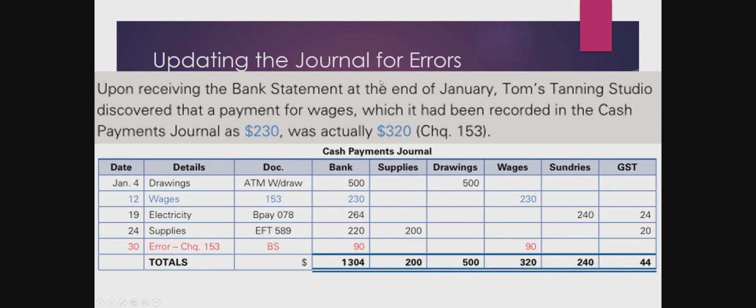How about updating for errors? Well, in this case, they made a payment of 230 when it was actually meant to be 320. So all we do is on the bank statement, we got the error, check number 153, bank statement, we've added another $90 to reflect this. So now it equals out to be 320 like it's meant to be. Alright? That's how you account for errors.